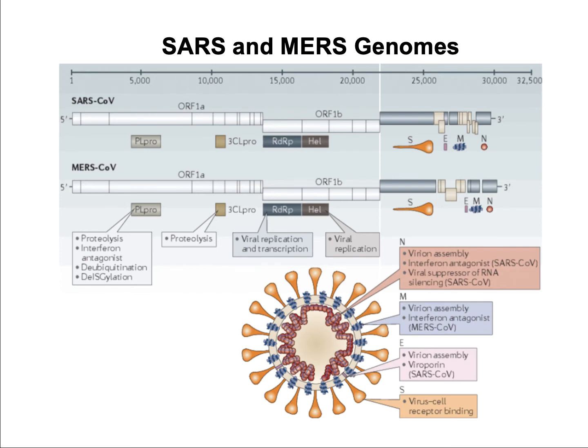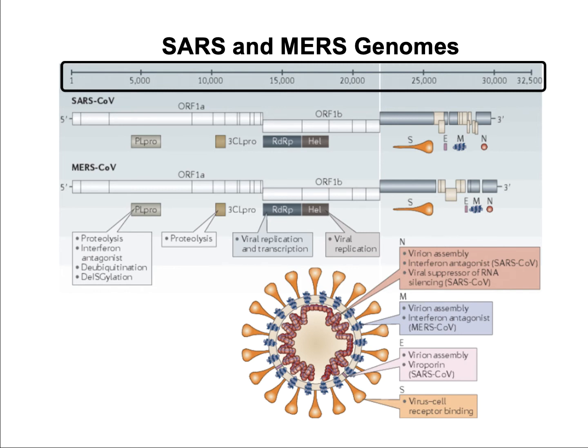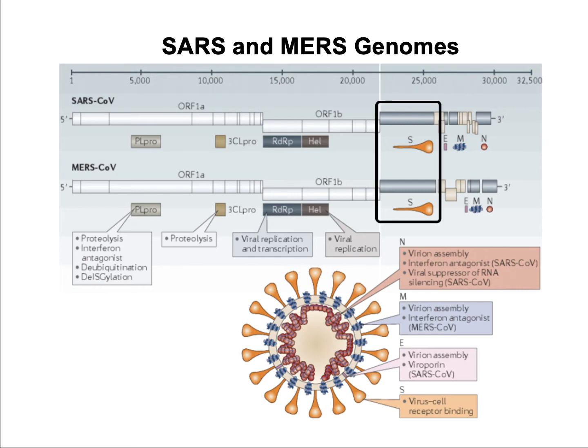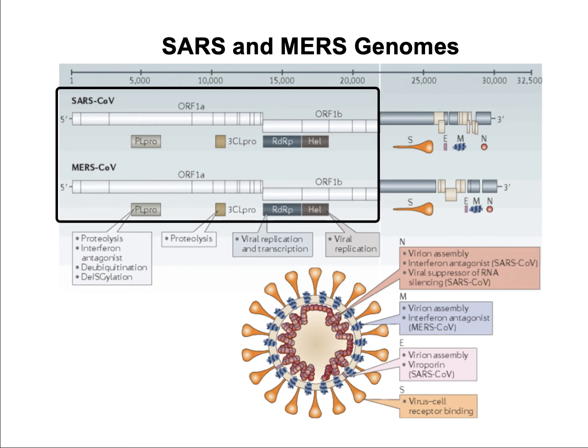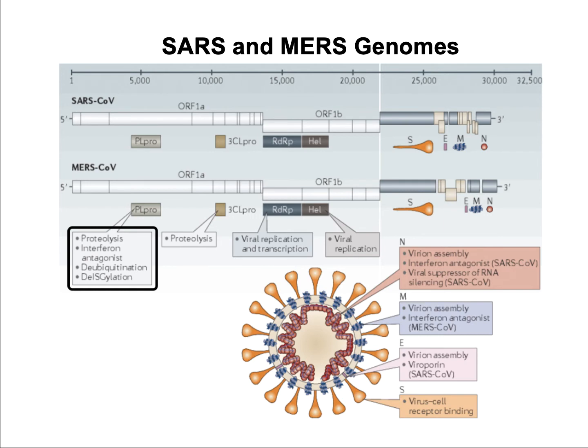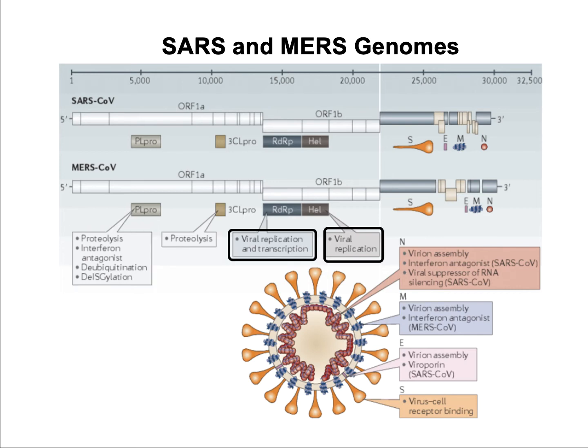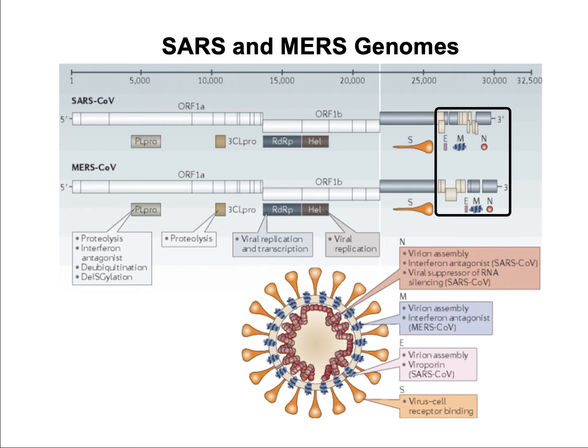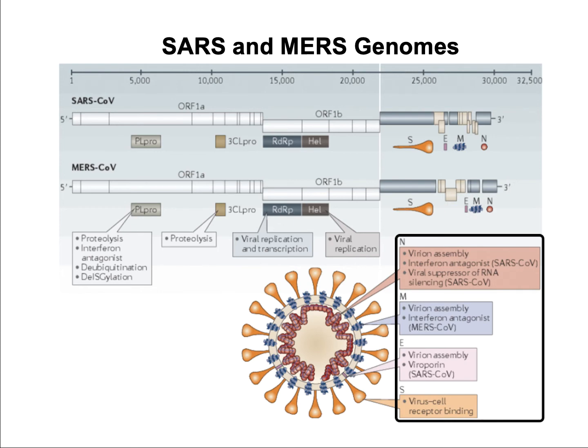Here's more detail about the genomes of SARS and MERS. They're quite large, around 30,000 nucleotides, which is very large for an RNA virus, and so they're complex, as you might expect. The spike protein is over there listed as S, and then these first two open reading frames encode for interferon antagonism, proteolysis, and then viral replication and transcription. And then some of these other genes interfere with parts of the immune system and other parts of those cells.